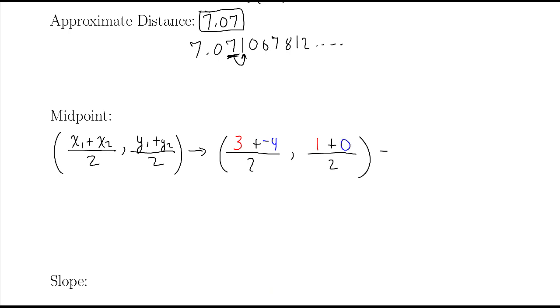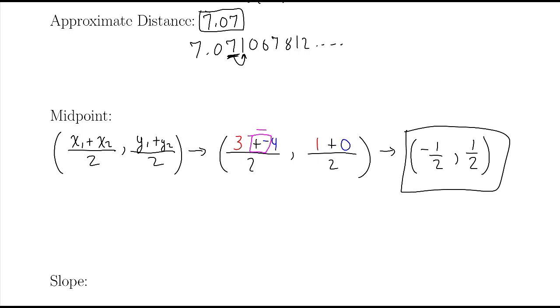Okay, well, let's figure this out. 3 plus -4. We'll treat that plus negative as a minus sign. Okay, that's how we should handle that. 3 minus 4 is -1. So we have -1 over 2. And 1 plus 0 is 1. So we have 1 over 2. So there's our midpoint: -1/2, comma, 1/2.